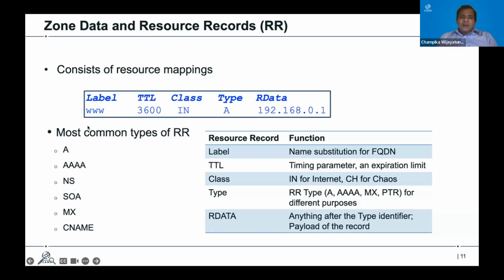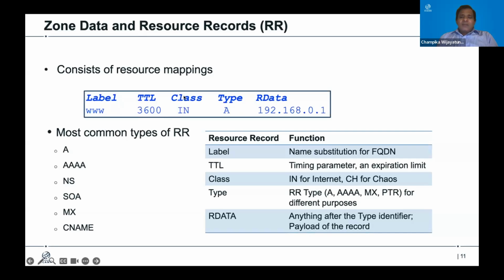So you are saying that when this www record gets cached in the recursive resolver, it will stay there for 1 hour, right? There will be a timer. As soon as the recursive resolver gets this data and puts it into its cache, a timer runs so that it can keep this data for 1 hour, because you have specified the TTL as 1 hour, 3,600 seconds.